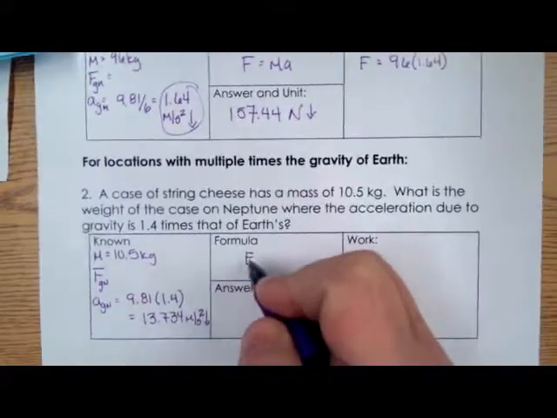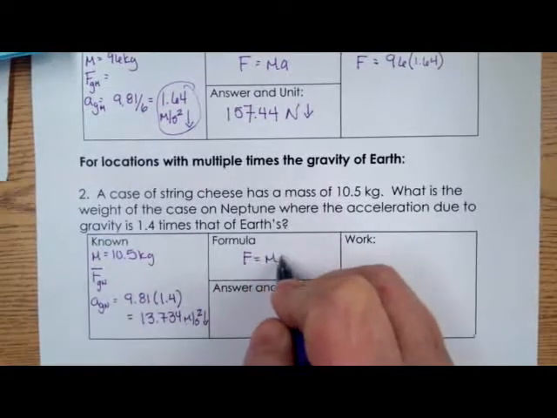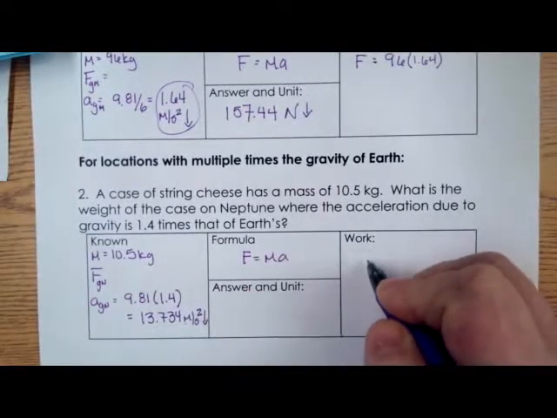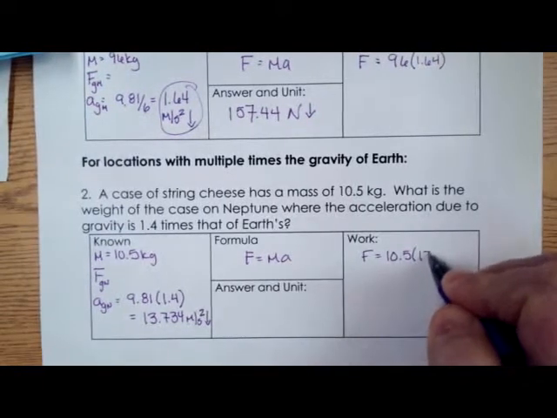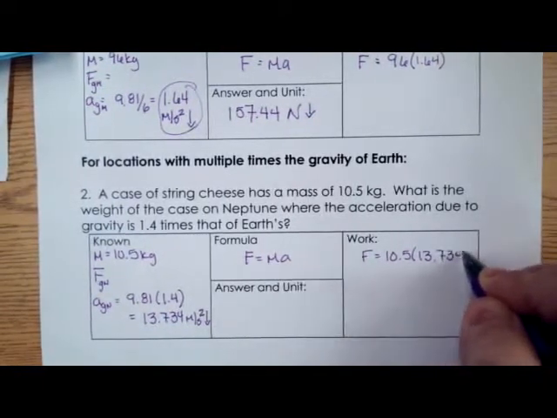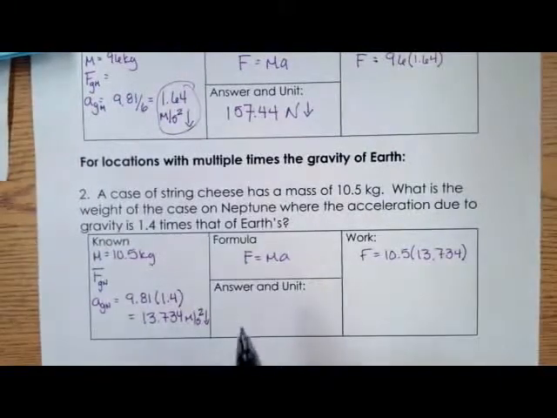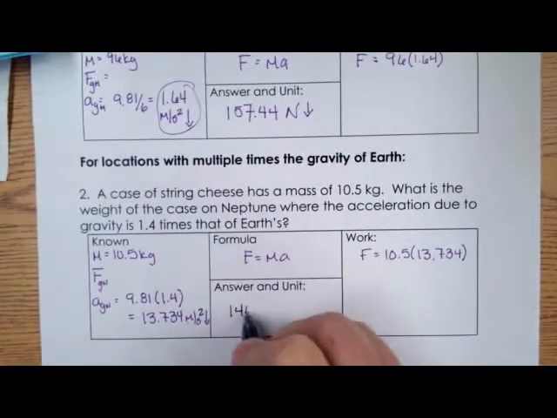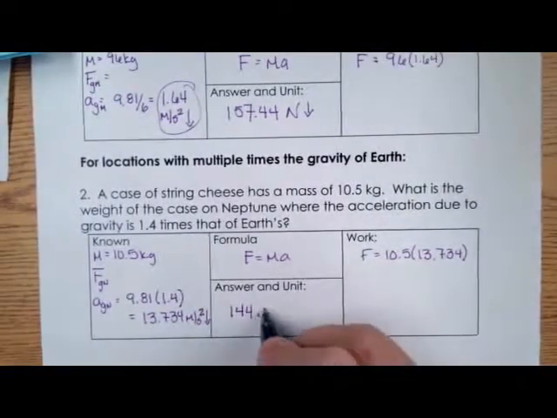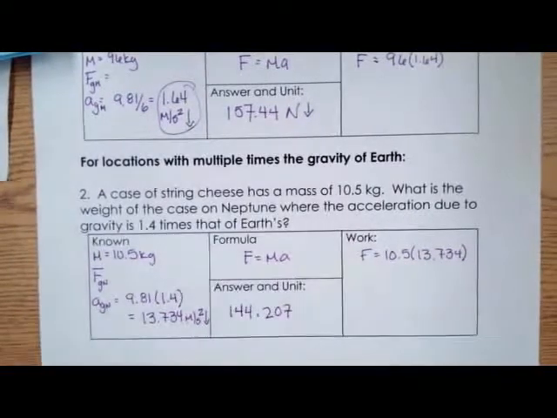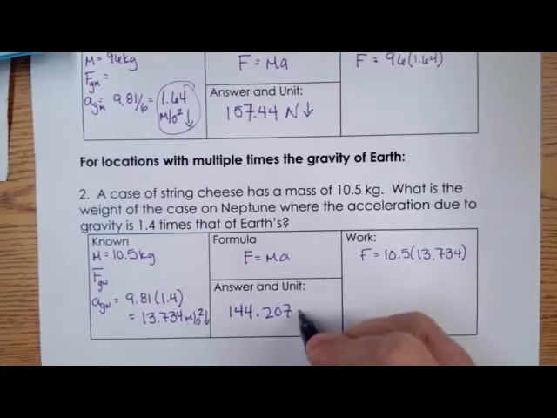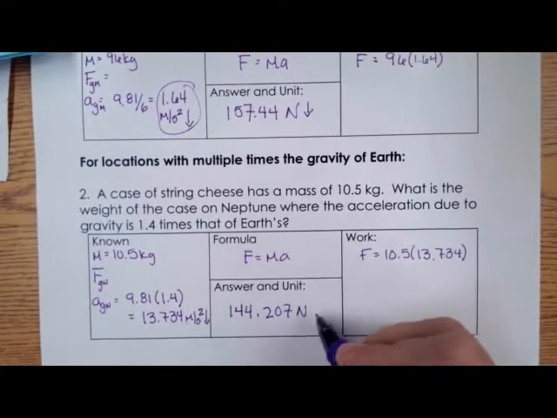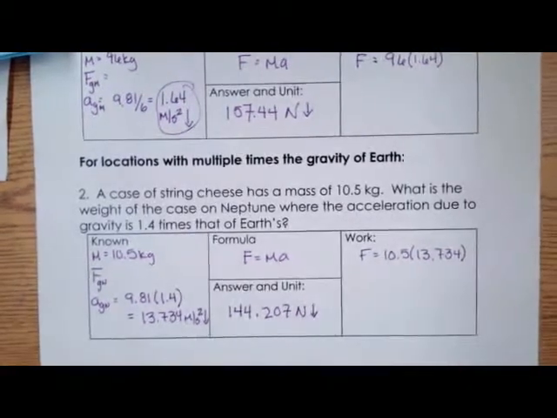So force equals mass times the acceleration. So we have force equals 10.5 times 13.734. When you multiply that out, you end up with 144.207, rounding at the second non-zero number after the decimal point. The unit for force is newtons, and because it's a weight, the direction is down. There we go.